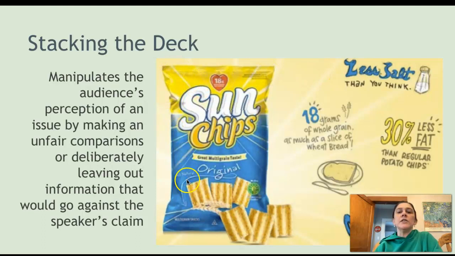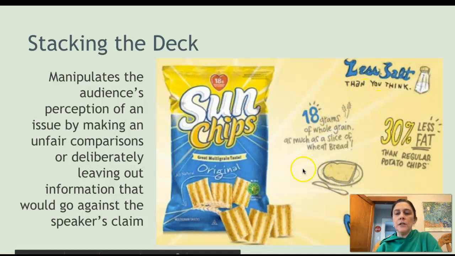So what they're doing here is they're stacking the deck by only giving you positive information about the Sun Chips and leaving out all of the negative information about the Sun Chips. So that's appealing to your logic, logos. It's using facts and data to try to convince you.